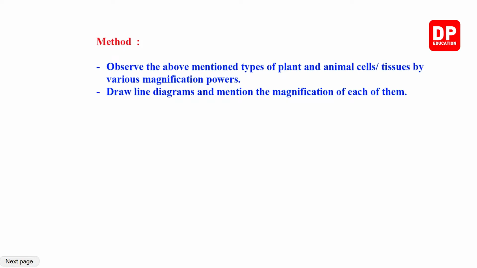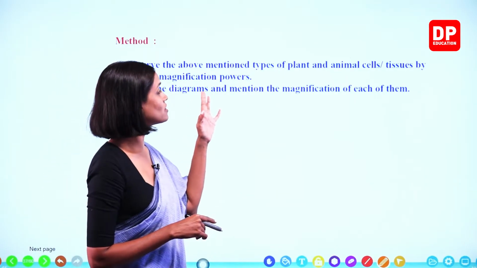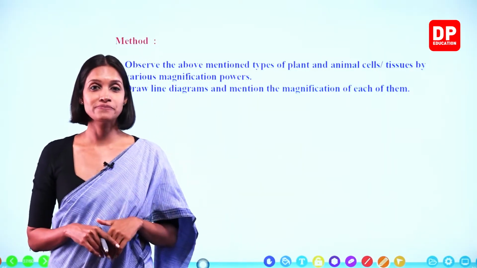Observe the above mentioned types of plant and animal cells or tissues by various magnification powers. There are 3 powers that we can use: low power, mid power and high power. Right? Draw line diagrams and mention the magnification of each of them. We are going to do this activity now.